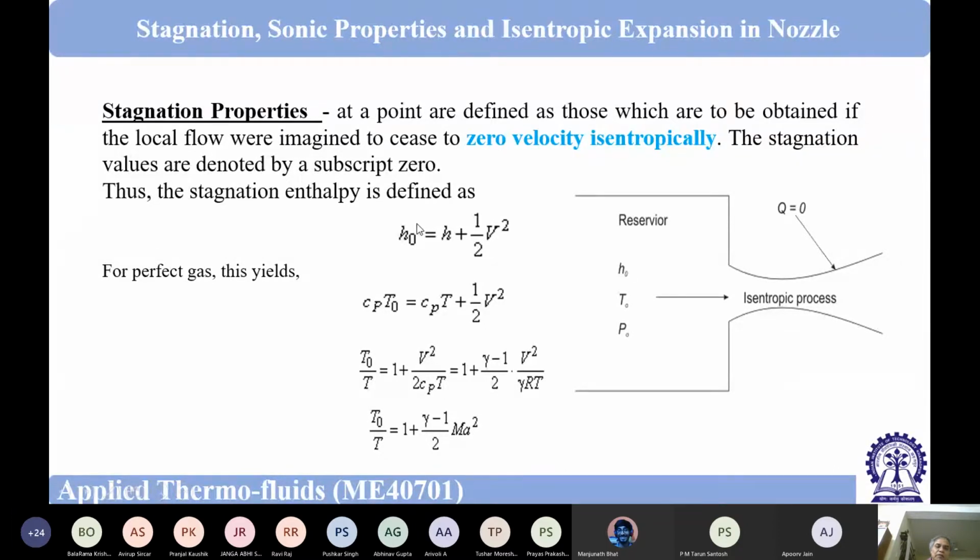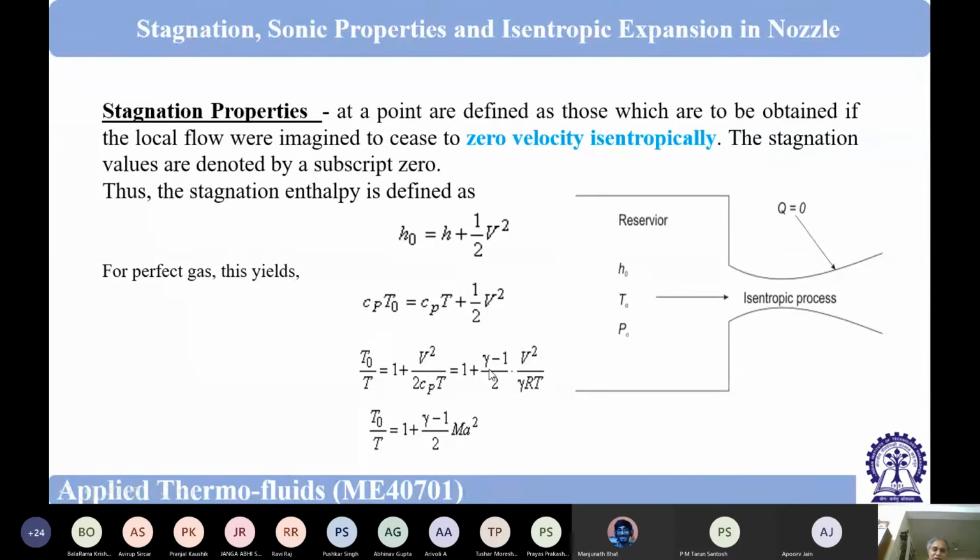So first law of thermodynamics, if I write, then between this point and somewhere here, we can write H0. Here there is no velocity. So enthalpy plus kinetic energy is equal to 0. That is equal to H plus half V square, and no losses, etc. are considered. All right. And then if we assume a perfect gas, then H0 is equal to CpT0, and then H is equal to CpT.